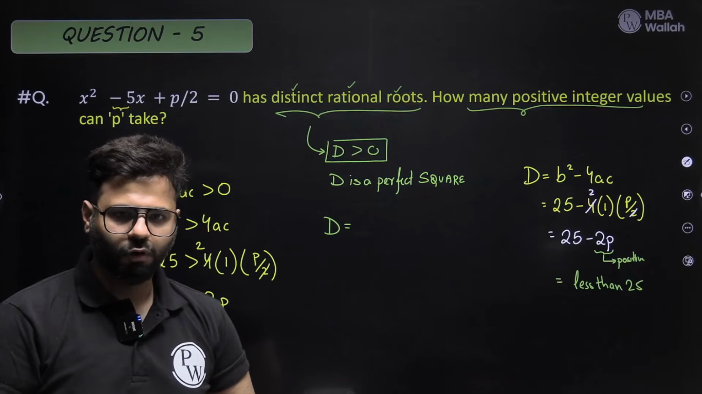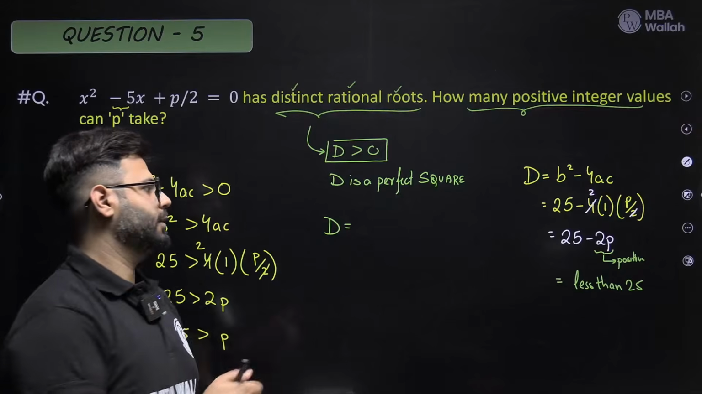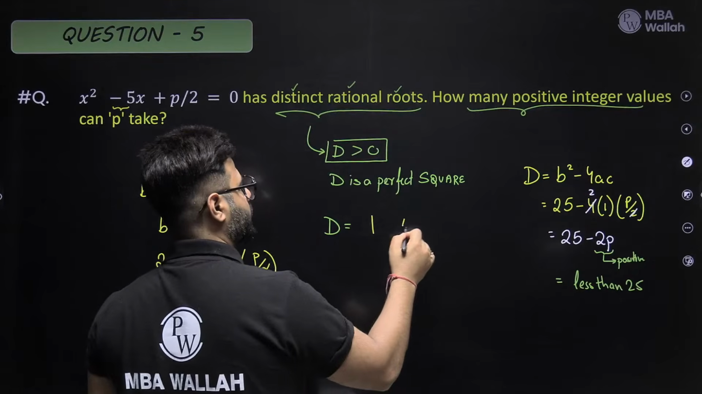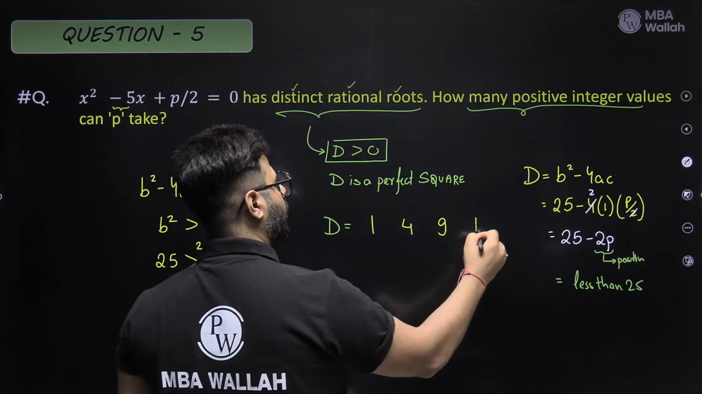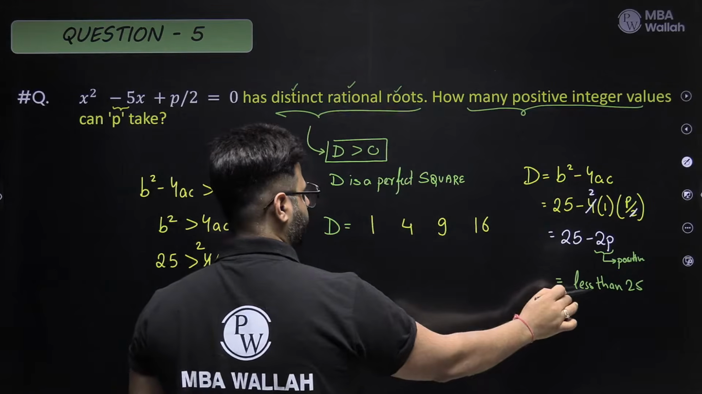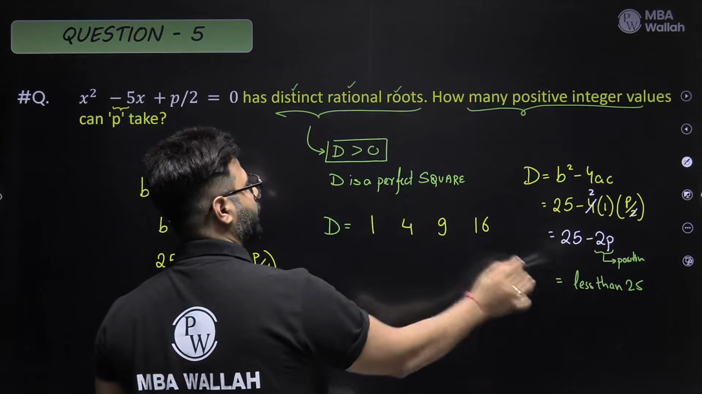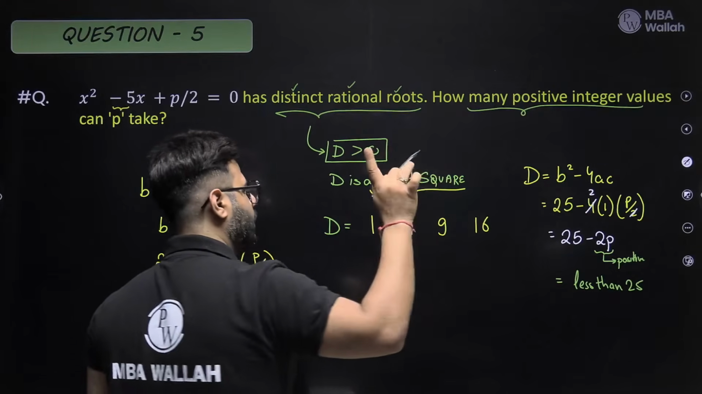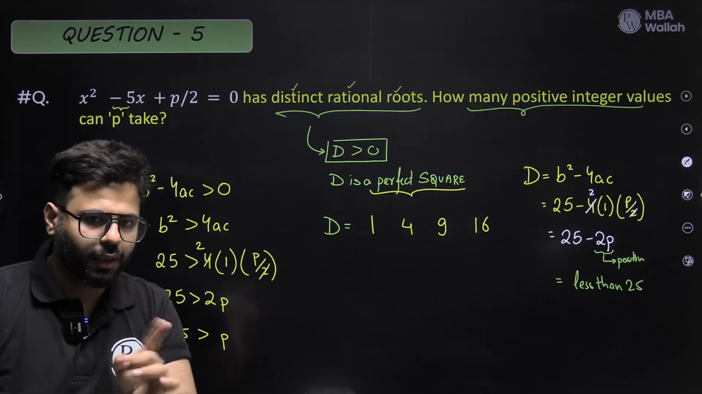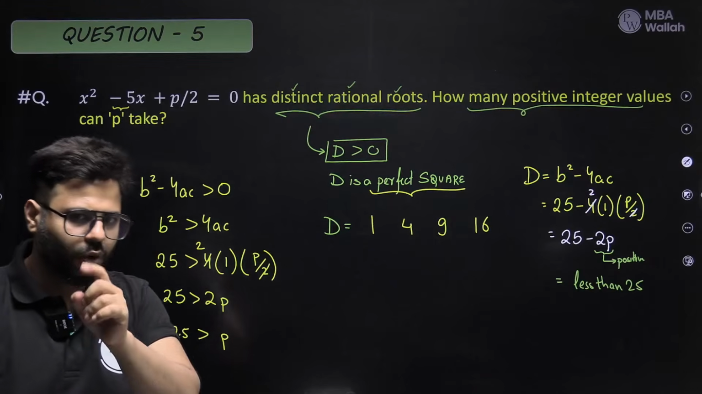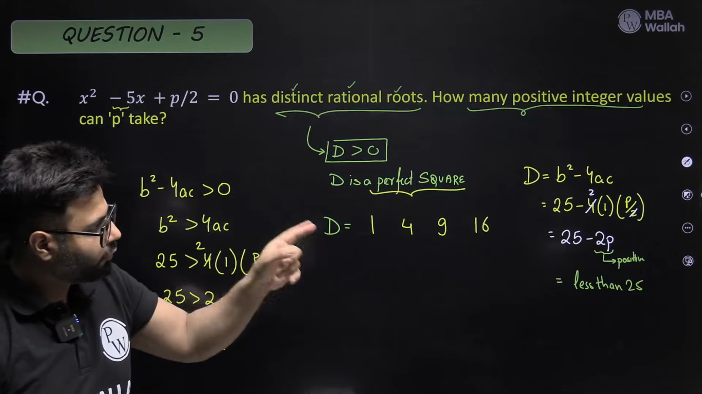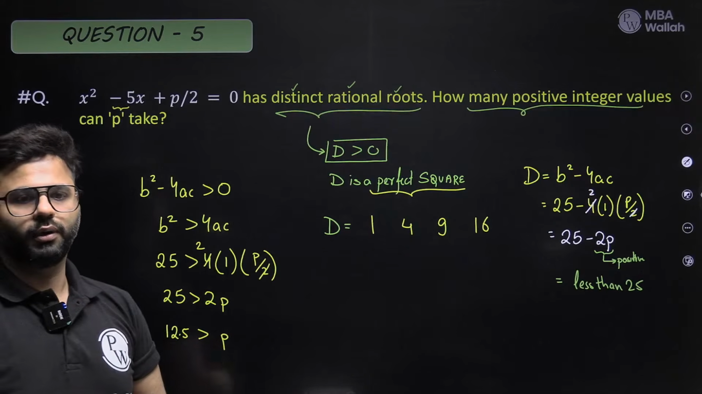1, 4, 9 and 16. Perfect. So these are the only values that satisfy all the conditions that lie between 0 and 25, because D has to lie between 0 and 25 and is a perfect square. But now the point is I have calculated the possible values of D but not P. So now calculate the possible values of P and see where you get positive integers, where you don't, right?